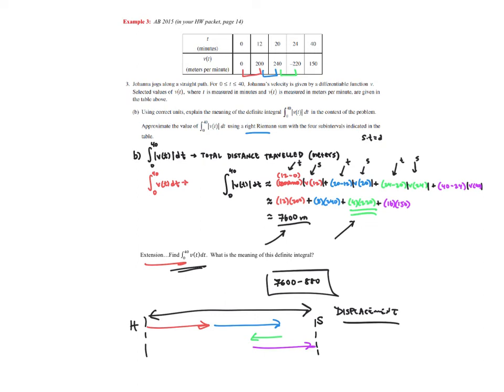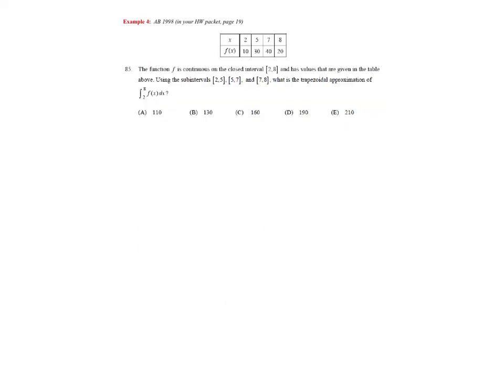All right, let's look at another example. 1998, page 19 in your homework packet. Let's get it started. Number 85, this would be a calculator allowed question. Let's go ahead and read and see how much we actually need that. A function f is continuous on a closed interval from 2 to 8. It has values that are given in the table above. Using the subintervals 2 to 5, 5 to 7, and 7 to 8, what is the trapezoidal approximation of the integral from 2 to 8 of f of x?